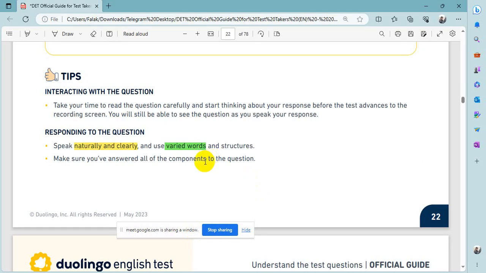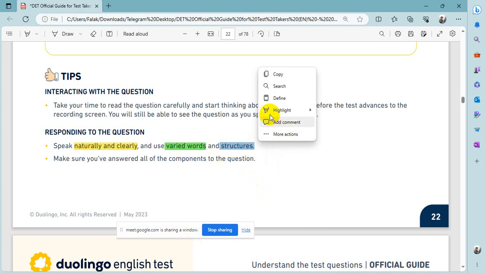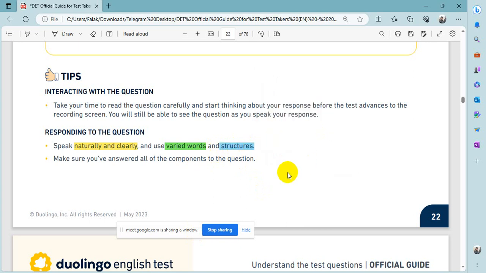So let's move on. And the last word in this tip is structures. Okay, structures again goes to the category of sentences. Don't use simple sentences only. Use compound and complex sentences also. And the next step says make sure you have answered all of the components of the question.